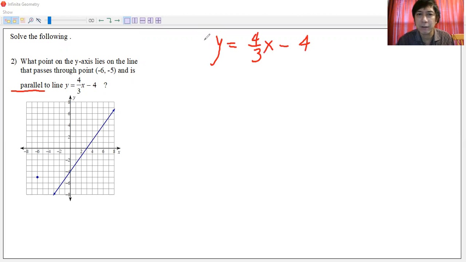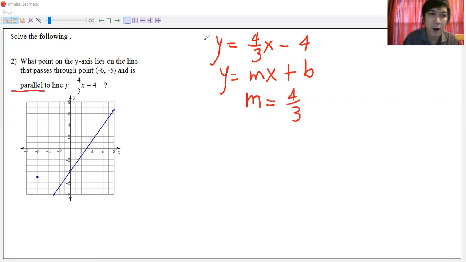This is the given line, and you can see the format there. That means our slope here is 4 over 3. Okay, we're supposed to get a point on the y-axis. What point on the y-axis? Okay, therefore, we're looking for this type of point, (0, b).